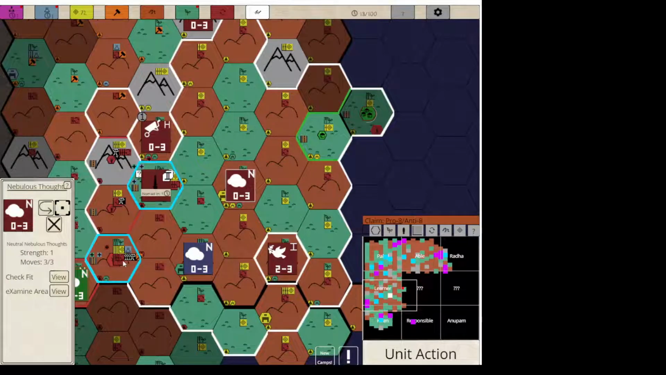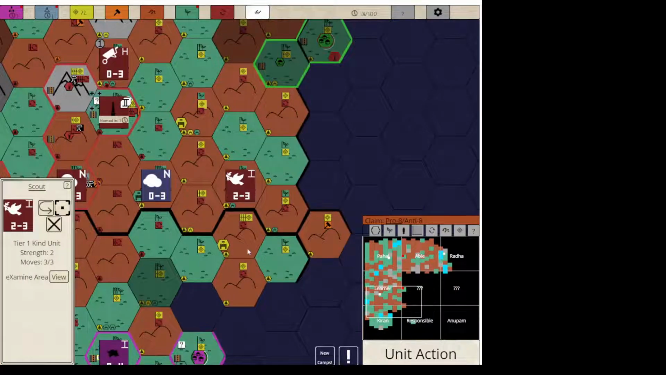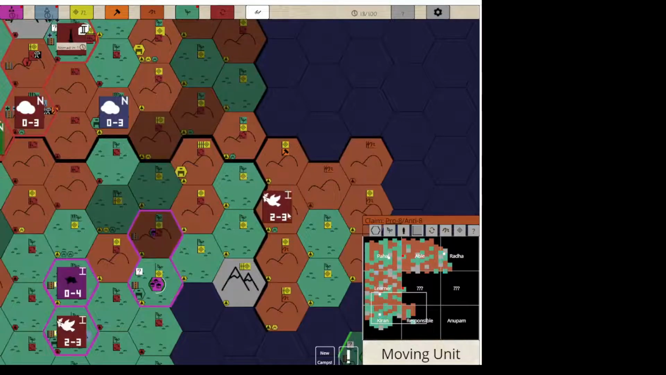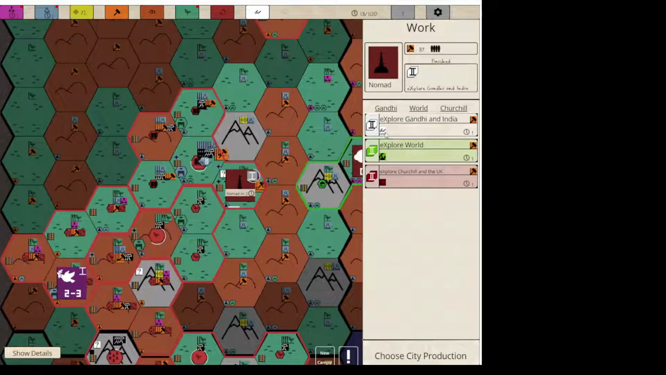I'm just going to keep searching for inspiration with that unit. Just go to different districts and check to see if it fits. You can take nebulous thoughts to districts, to quests, and to anomalies just to see where it fits and try to find something to complete.